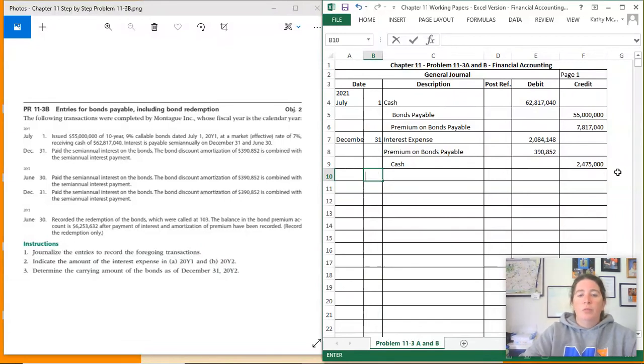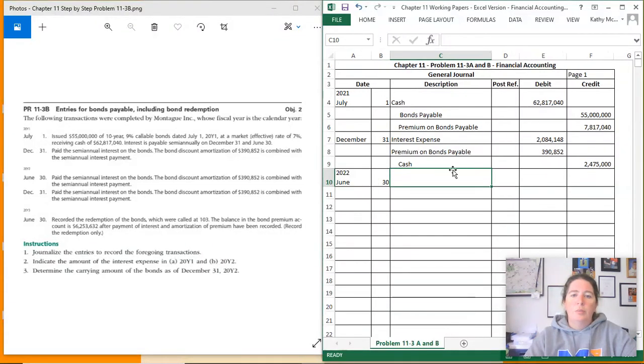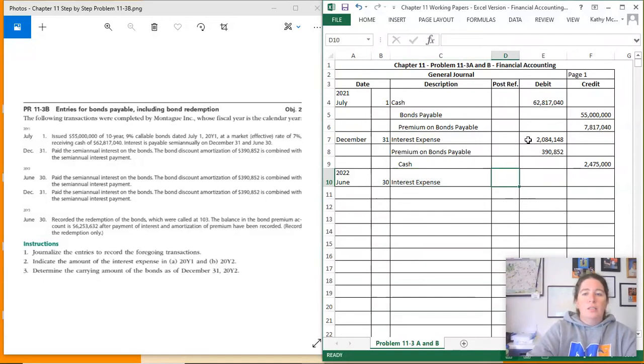Whoops, I'm in the wrong box. 2022, we're looking at June, and it is June 30th. Make this a little bit wider. I'm losing the R on December. There we go. And again, an identical entry. So we have interest expense, the premium on the bonds payable, which they tell us is $390,852, and cash, which we're going to calculate.